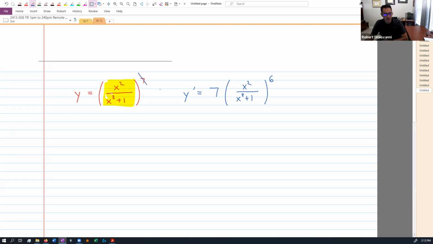So I've done the 7. Now I have to look in here and take the derivative and multiply it here. But when I look in there, what do I see? Quotient rule. So I have to actually put the quotient rule right here next to this. So when I do my quotient rule, I'm going to do the derivative of the top times the bottom minus the derivative of the bottom times the top all over the bottom squared.